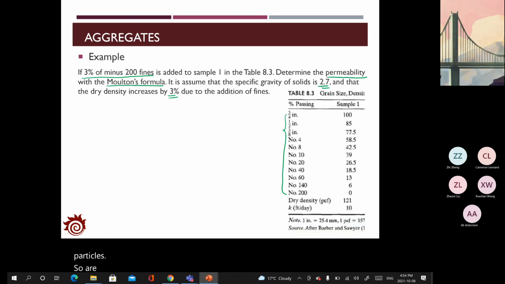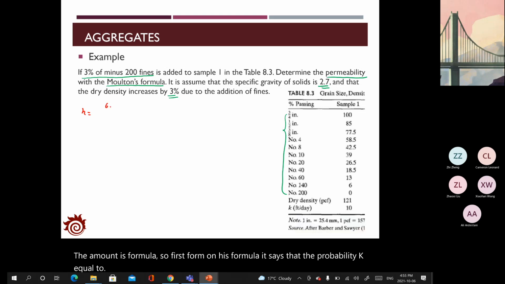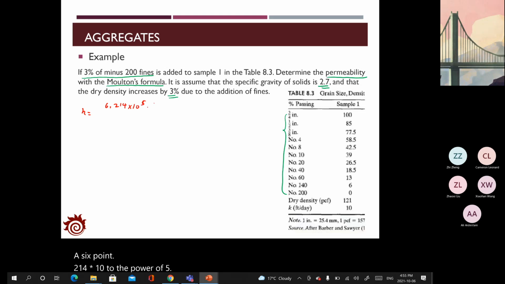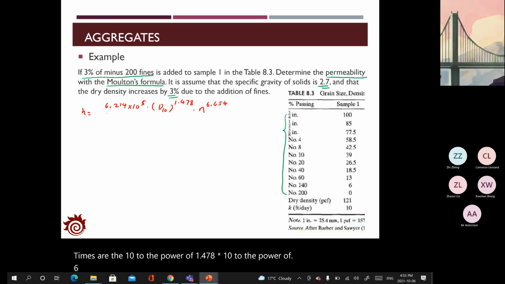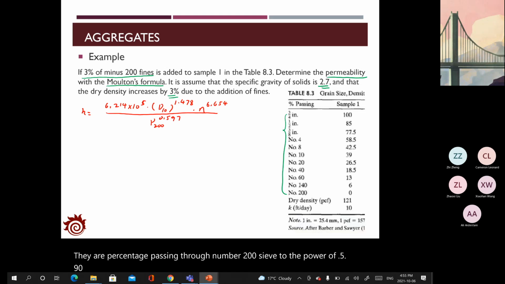To find the permeability, we first need to identify what information we have, and we have to write down Mountain's formula. For Mountain's formula, the permeability K equals 6.214 times 10 to the power of 5, times D10 to the power of 1.478, times n to the power of 6.654, divided by the percentage passing through the number 200 sieve to the power of 0.597.